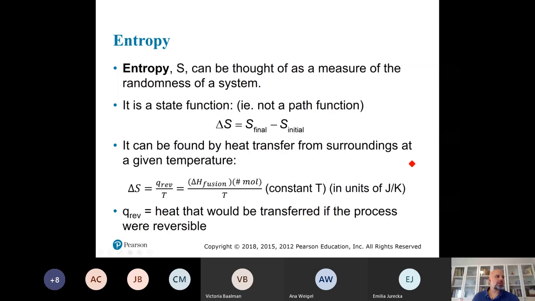When we're thinking of entropy, the change in entropy is about what the system looks like at the end versus what it looks like at the beginning, not how it got there, right? And it can be found by heat transfer from surroundings at a given temperature. So we have some set temperature and the letter Q, so hopefully everybody remembers Q.